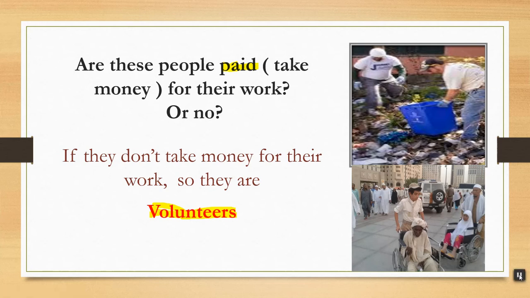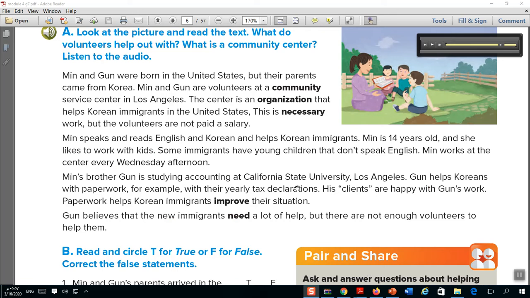Okay, so now we are going to turn to our book, page 100. Here, in page 100, we can find the text. This text speaks about what? It tells the story of two young people, Men and Gun. They are a brother and sister. Now we are going to read the text and answer some questions.